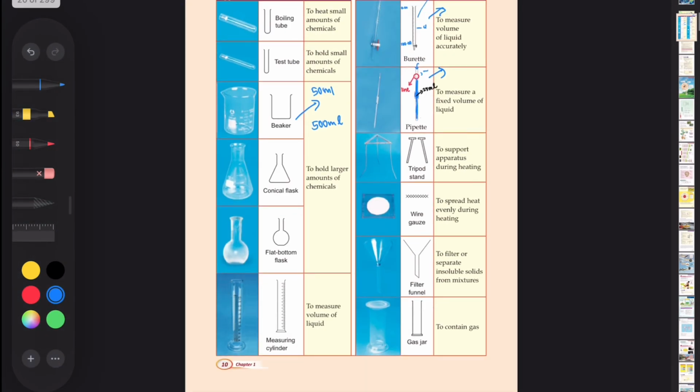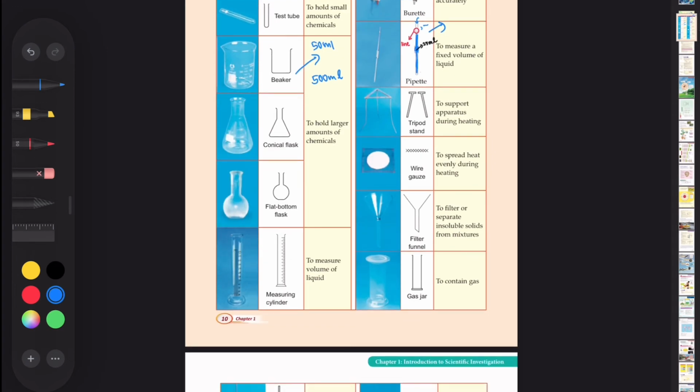Okay, next will be the tripod stand. The tripod stand is used to put things above it for heating. Wire gauze is kept on top of the tripod stand to ensure even heating of the substance, so the heat will spread evenly around the wire gauze. It wouldn't just hit in one direction only. For example, if you put the fire down here, the Bunsen burner, instead of just hitting it up here only, if you place a wire gauze on top of it, it will spread evenly to every area.